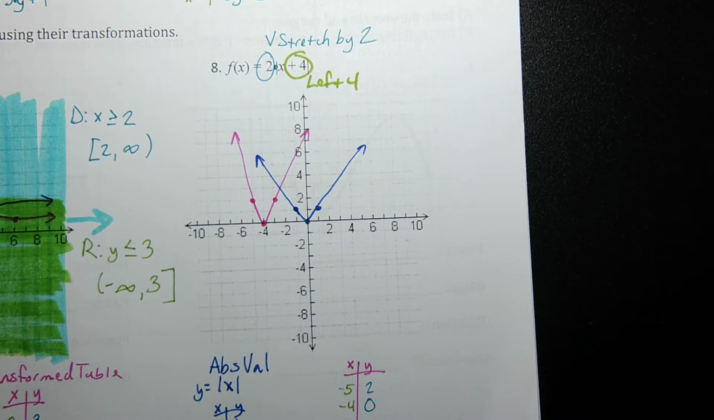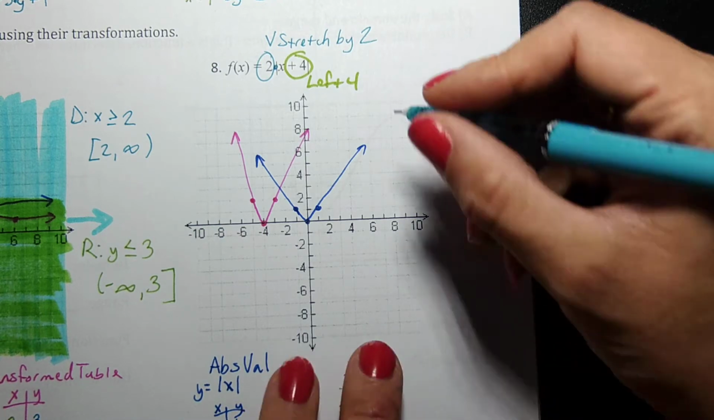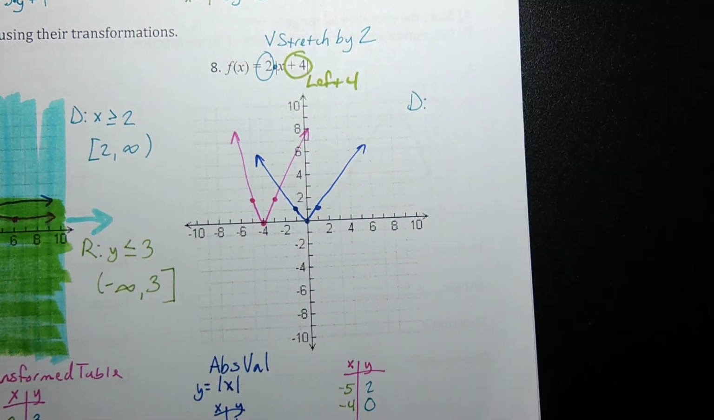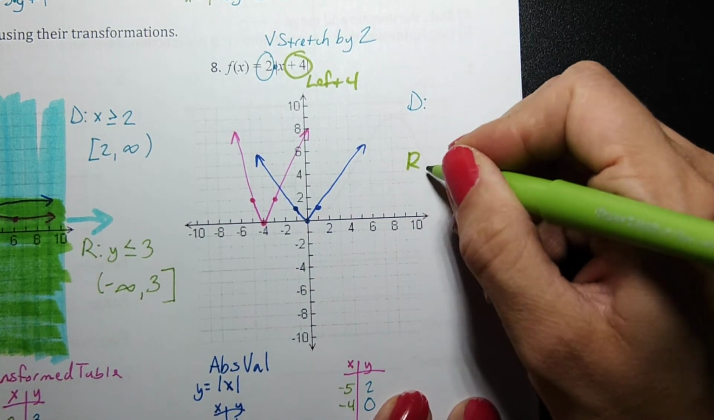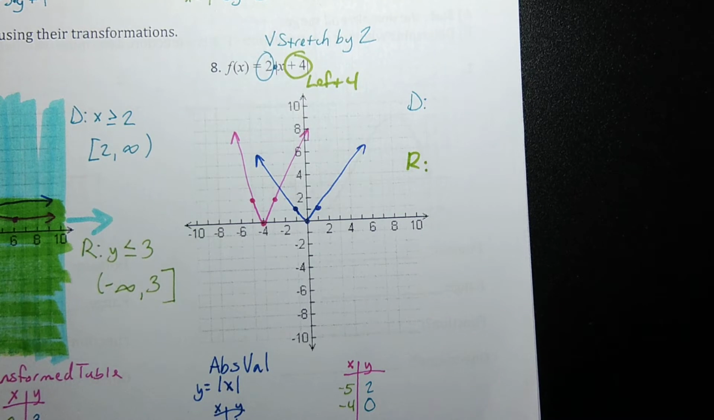So from here, we are ready to state the domain and the range of the pink function. I'm going to give you a minute to try those. So ignore the blue function, just domain and range of the pink one.